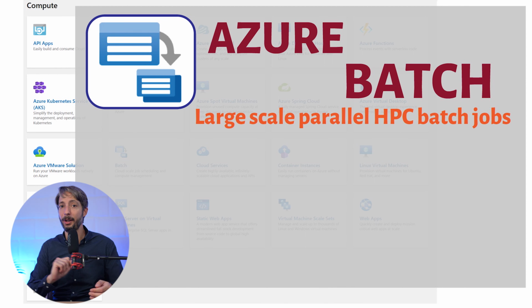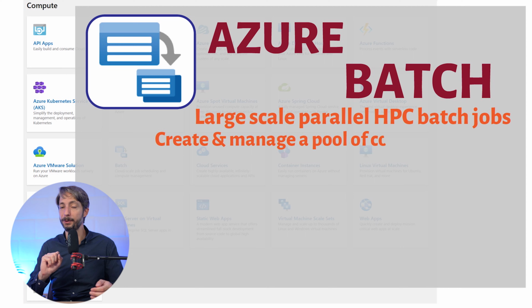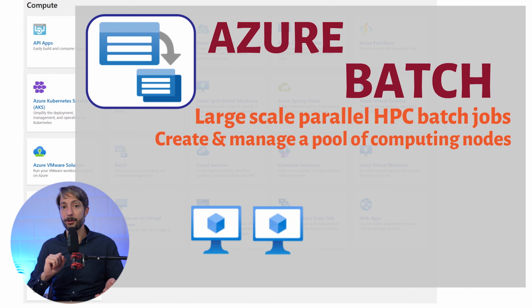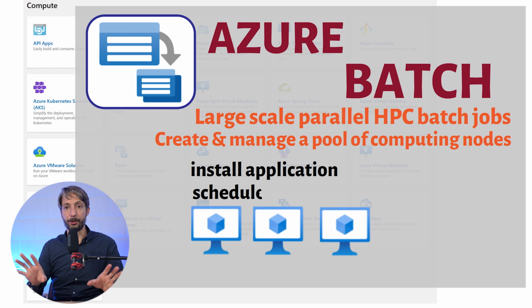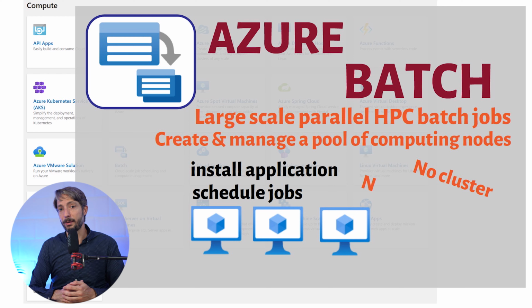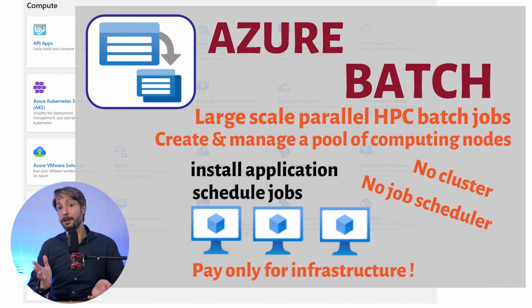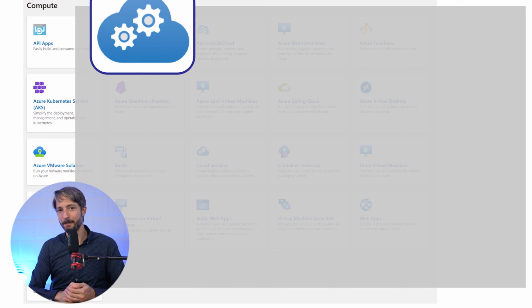Azure Batch. Now, this is here to run large-scale, parallel, and high-performance computing (HPC) batch jobs in Azure. With Azure Batch, you create and manage a pool of computing nodes, virtual machines in this case. There, you install the applications you want to run and schedule jobs on the nodes. There's no cluster or job scheduler software to install or manage. There's no additional cost for Azure Batch. You only pay for the underlying infrastructure that you use.